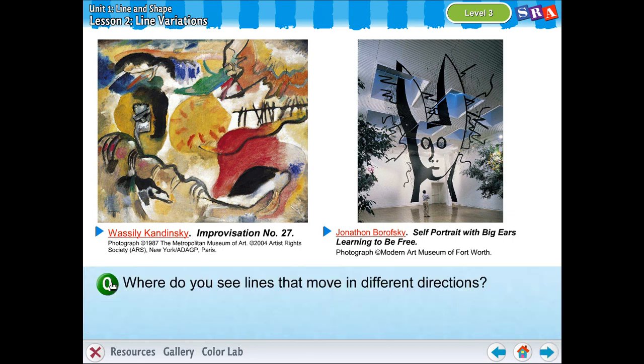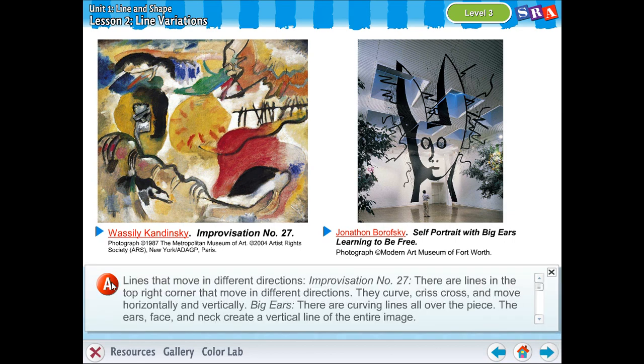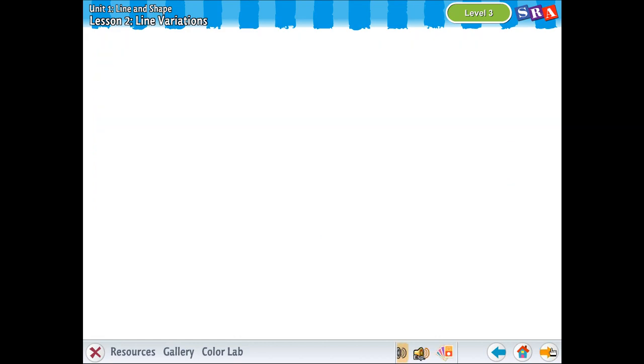Do you see lines that move in different directions? So in this one right here, you'll see different lines that move in all kinds of directions. They crisscross, move over horizontally. In Big Ears, the curving lines are all over the piece. So let's check this chart out real quick.